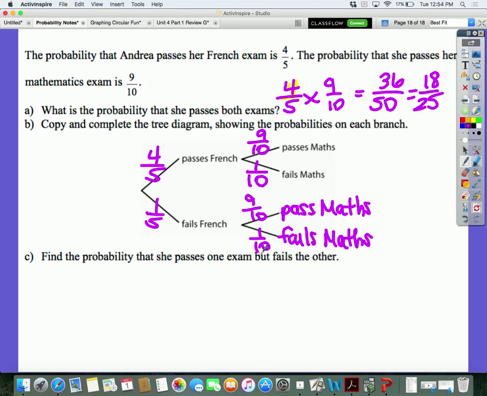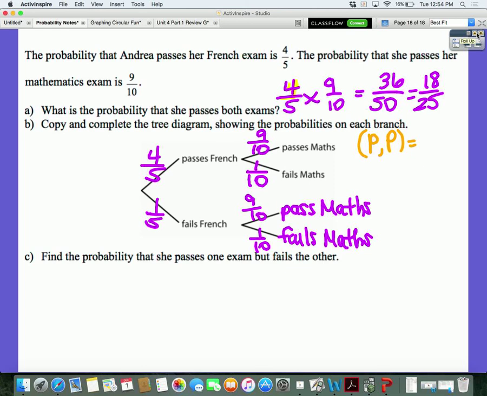Now, find the probability that she passes one exam but fails the other. This is when you go across the branches. There are different outcomes she can have here. She can pass French and pass math, so she passes both. How do you figure out that probability? You multiply them together. So 4/5 times 9/10 is 18/25. We get that by multiplying across the branches. But what if she passes French and fails math? That's another option she could have. 4 out of 50, which is 2 out of 25.